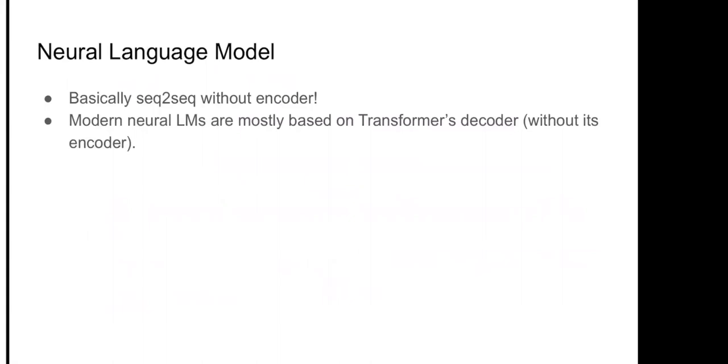So it's quite apparent that modern language models, especially if your main concern is accuracy, are all deep learning driven. We call these neural language models. And it's easier to explain how this works these days, because all the language models you'll encounter in recent years are basically seq2seq without the encoder, which makes sense. You can basically think of a language model as a seq2seq model whose encoder has nothing.